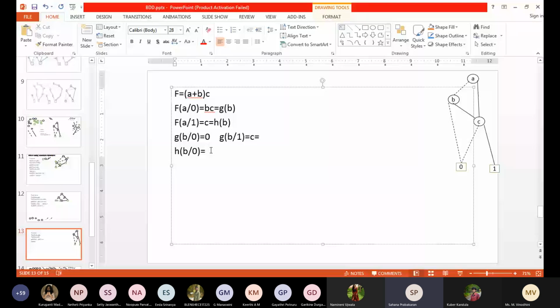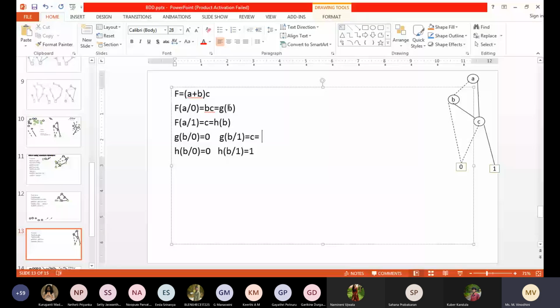H of B by 0 is equal to 0. And then H of B by 1 is 1. Okay, so now here it can't be the same variable because it is in a different level. So you have to assign a different variable. Students, listen. This is in the first level and this is in the second level.